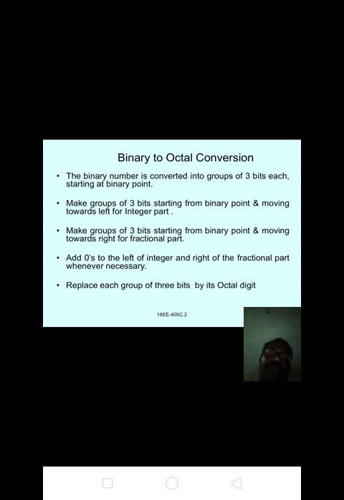Simple. The binary number is converted into groups of 3 bits each, starting at the binary point. Make groups of 3 bits moving towards the left for the integer part, and towards the right for the fractional part. Add zeros to the left of the integer and right of the fractional part wherever necessary. Replace each group of 3 bits by its octal digit.